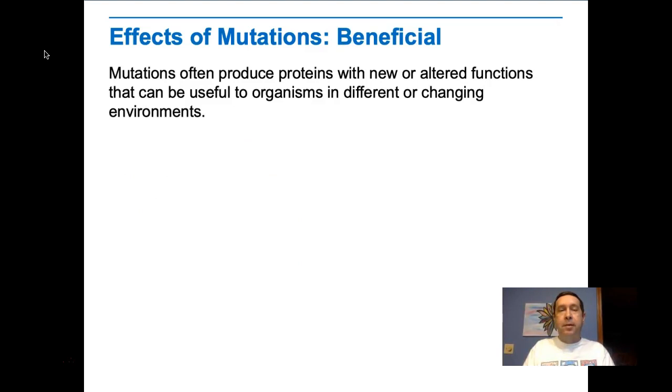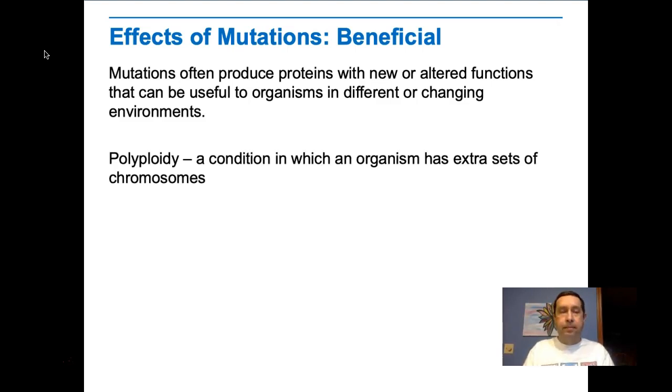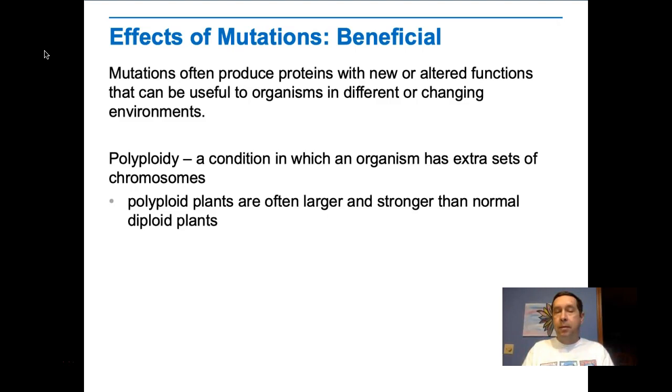Beneficial mutations are ones that can be useful, that help you blend in better with your environment, maybe make you faster, whatever. Polyploidy is a condition when an organism has an extra set of chromosomes. In animals, it's almost always lethal. But in plants, we have polyploid plants that are usually larger and stronger than normal diploid plants.